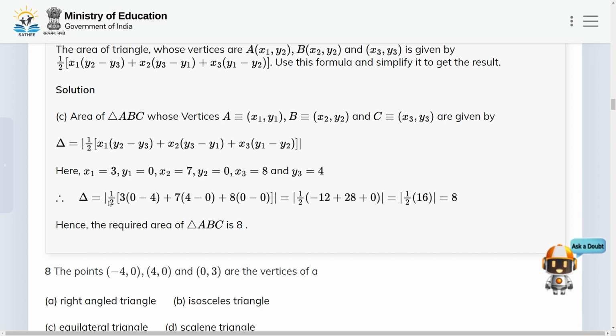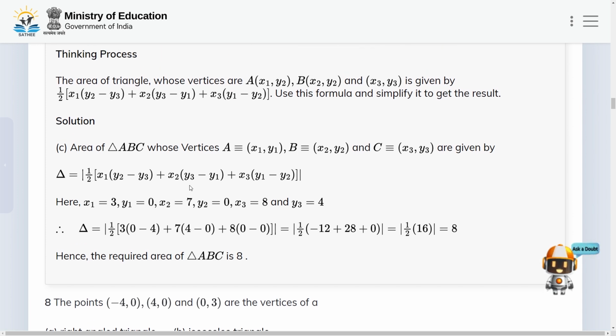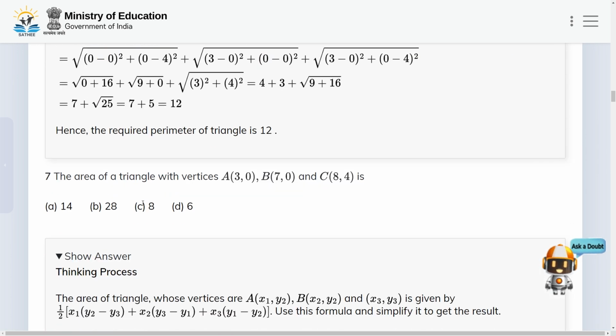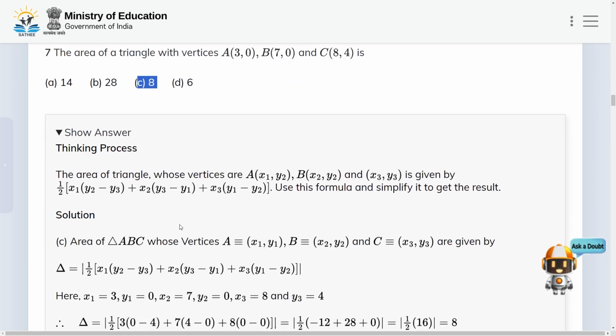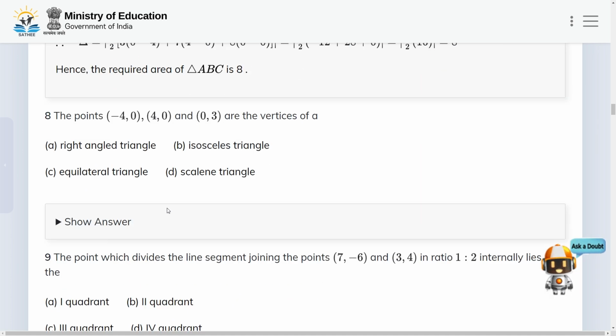And this is equal to the modulus of 1 by 2 times 16, that is equal to 8. Hence the required area of triangle ABC is 8. So here in option C we have 8, so the correct answer is option C. I think this is clear to you. Now we can move to question number 8.